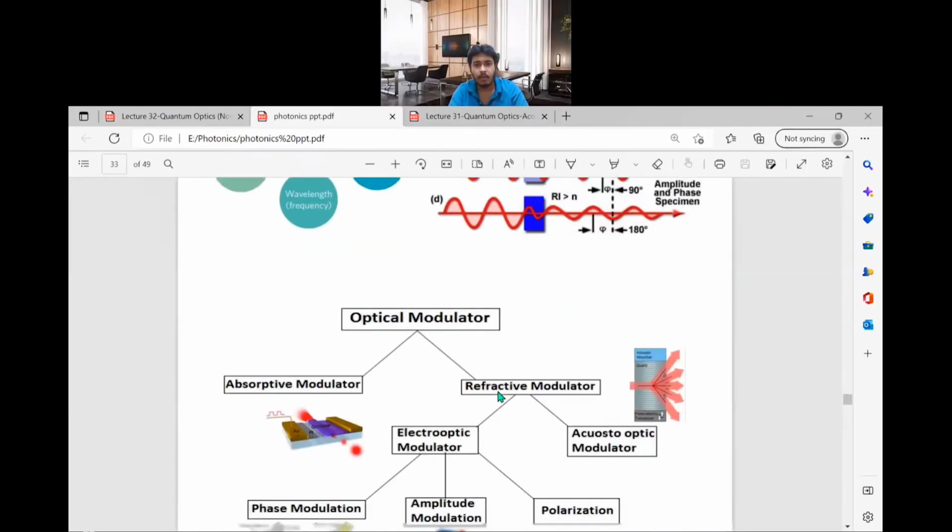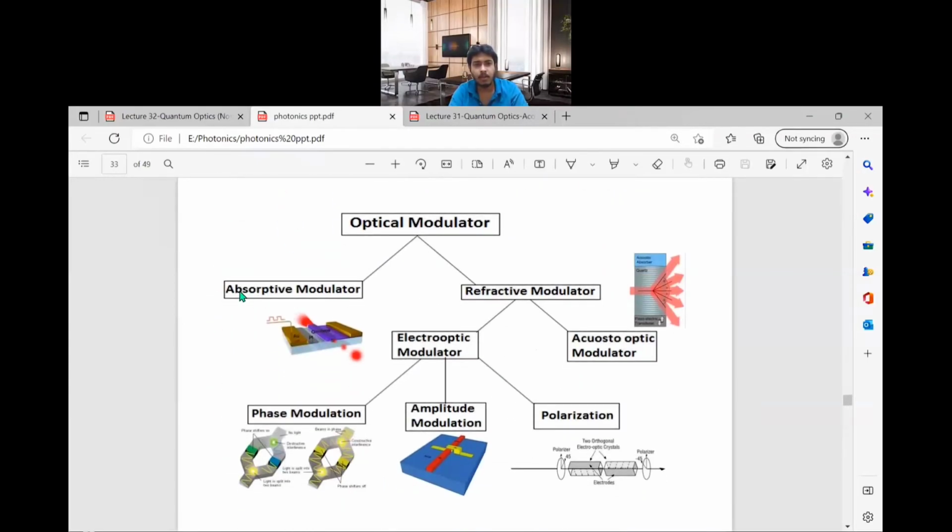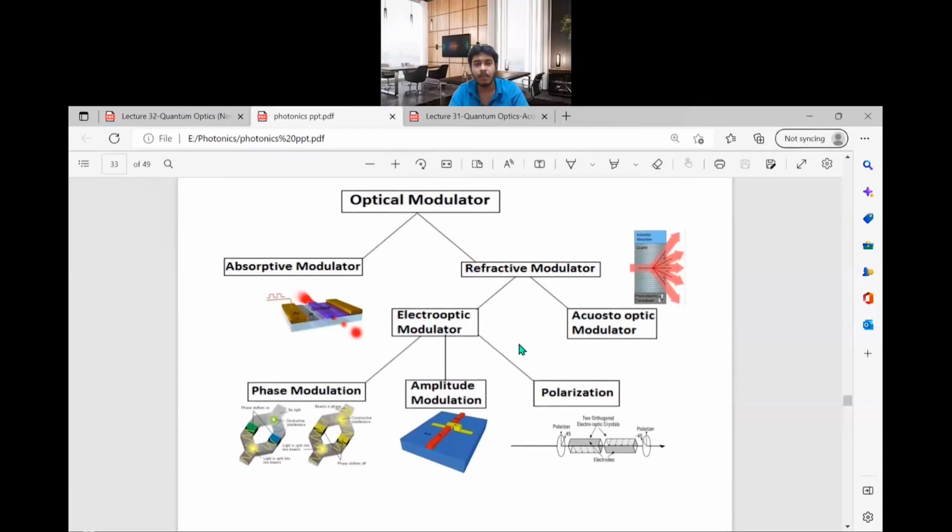We can classify modulators into two broader categories. One is the absorptive modulator, based on the absorption principle, and the other is the refractive modulator, which is related to refractive index changes. The refractive modulator can be classified into electro-optic modulator and acoustic modulator. In an acoustic modulator, the refractive index is changed with an acoustic wave, and in an electro-optic modulator, you change the refractive index with a change in the electric field.